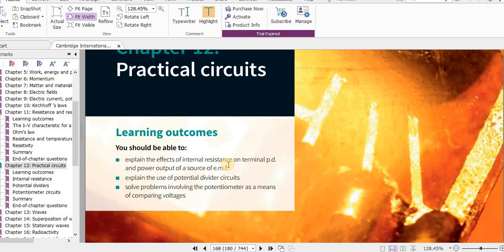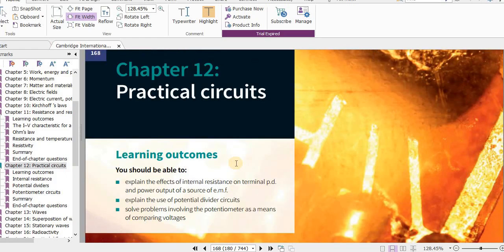So a source of EMF is a power supply. We use the word EMF only for power supplies. For example, batteries, cells, dynamos, generators. Solve problems involving the potentiometer as a means of comparing voltages.